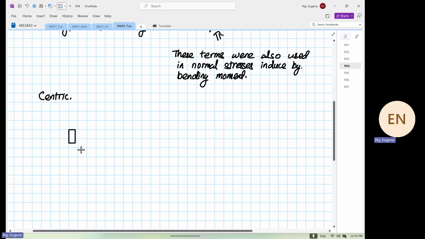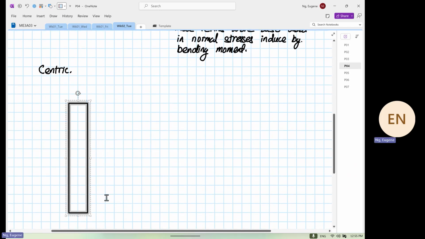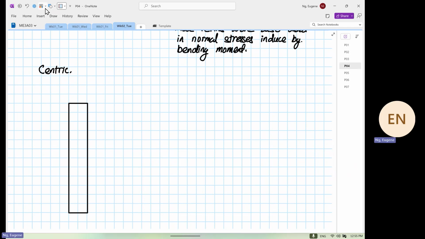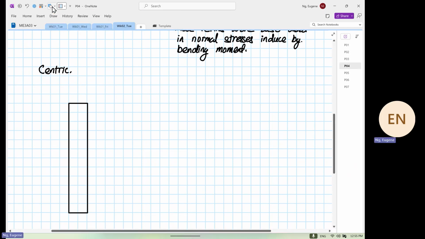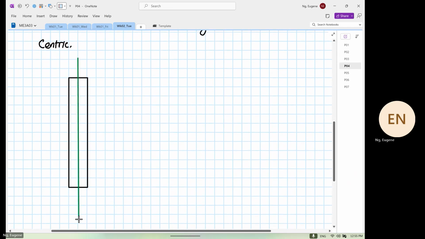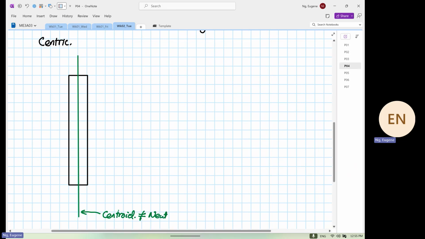so this is our structure. I'll draw it thin. Okay, and then this is our centroid. So I'll label this. This is our centroid. Now remember, I'm going to tell you this. Centroid is not necessarily always equal to neutral axis. I will highlight this into your mind first. I repeat again, the centroid is not equal to neutral axis.